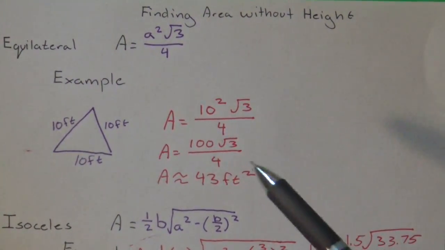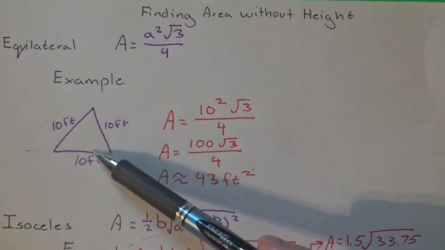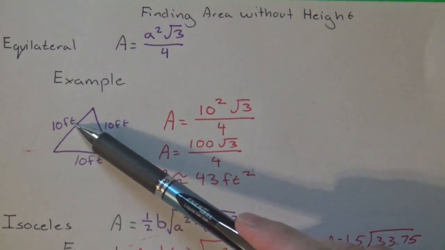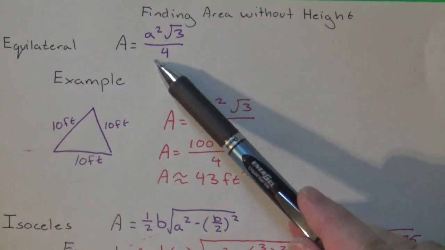Alright, so just to touch on some more things, like I told you last Thursday, sometimes we don't know the height of a triangle, so we have to look at the triangle. This one has a 10 by 10 by 10, so we know it's an equilateral. So we have to use this equation.